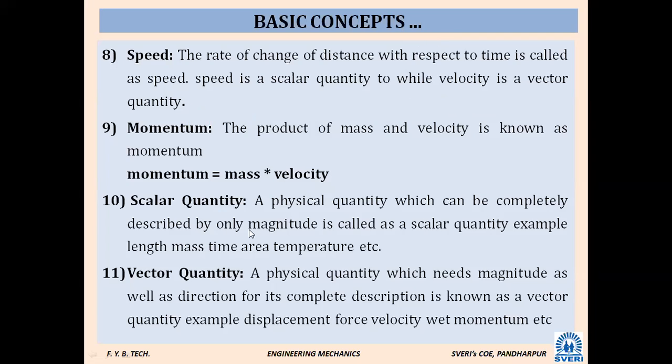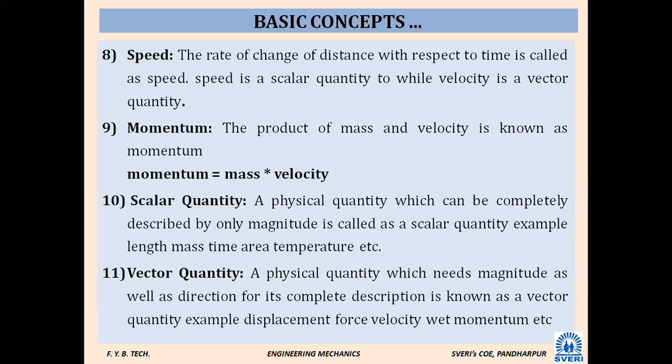You remember this. Then scalar quantity and vector quantity. Can anybody explain scalar quantity and vector quantity? A scalar quantity only has magnitude, or it can be described only by the magnitude. And what is a vector quantity? A vector quantity has both magnitude and direction. Examples: length, mass, time, area, temperature are examples of scalar quantities, and the others are examples of vector quantities. Please note this down in your notebook.